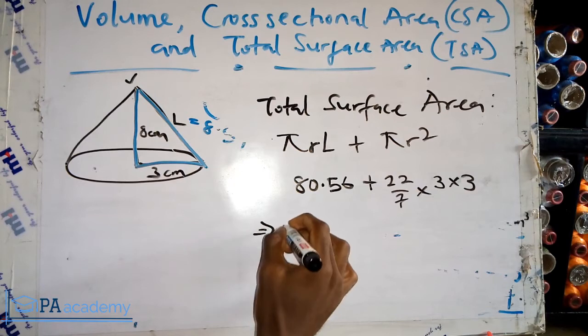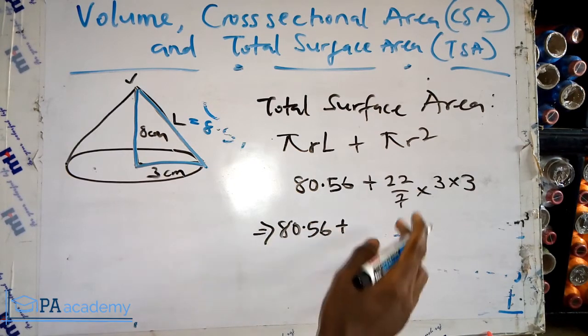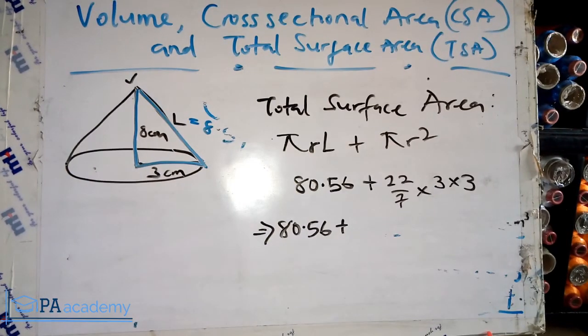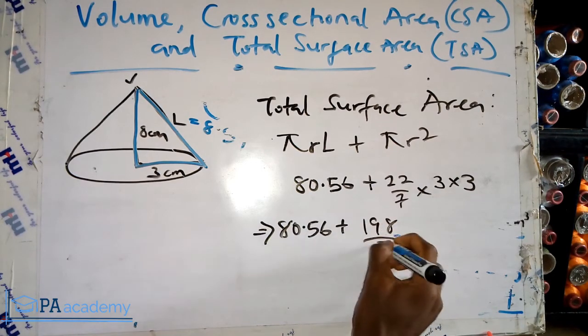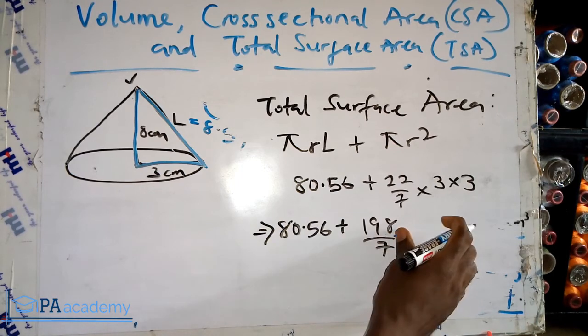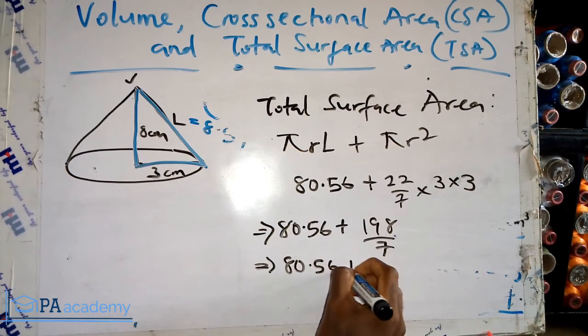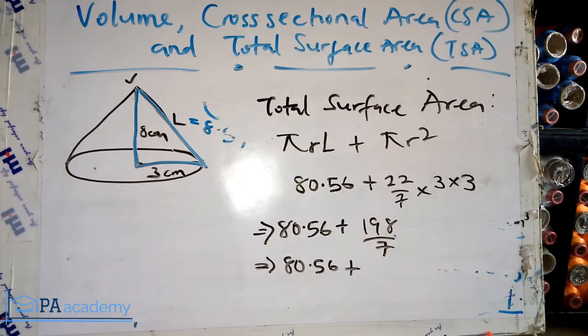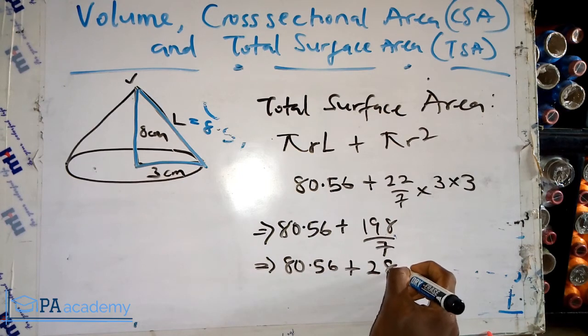So that will be 80.56 plus 22 times 3 times 3. Let's do that. 22 times 3 times 3 is 198, so 198/7. So that will be 80.56 plus 198 divided by 7, that's 28.29.